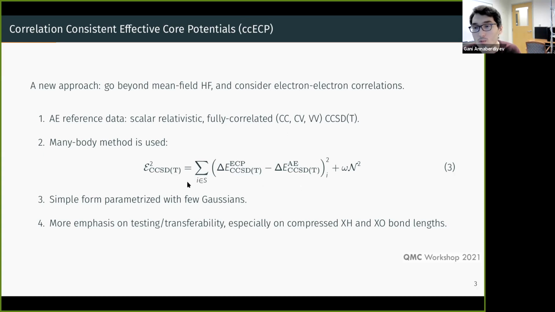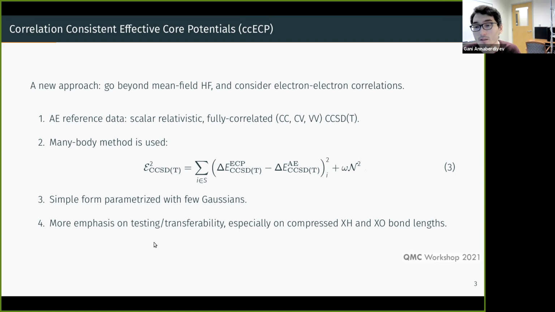As you can see, this is similar to the energy consistency in the previous slide, but instead of Hartree-Fock gaps, one uses the coupled cluster gaps. And then a small contribution from the norm is also added so that we don't overfit this quantity over here. Ideally, one would want a simple parameterized form with few Gaussians so that it's easy to use in a variety of codes.